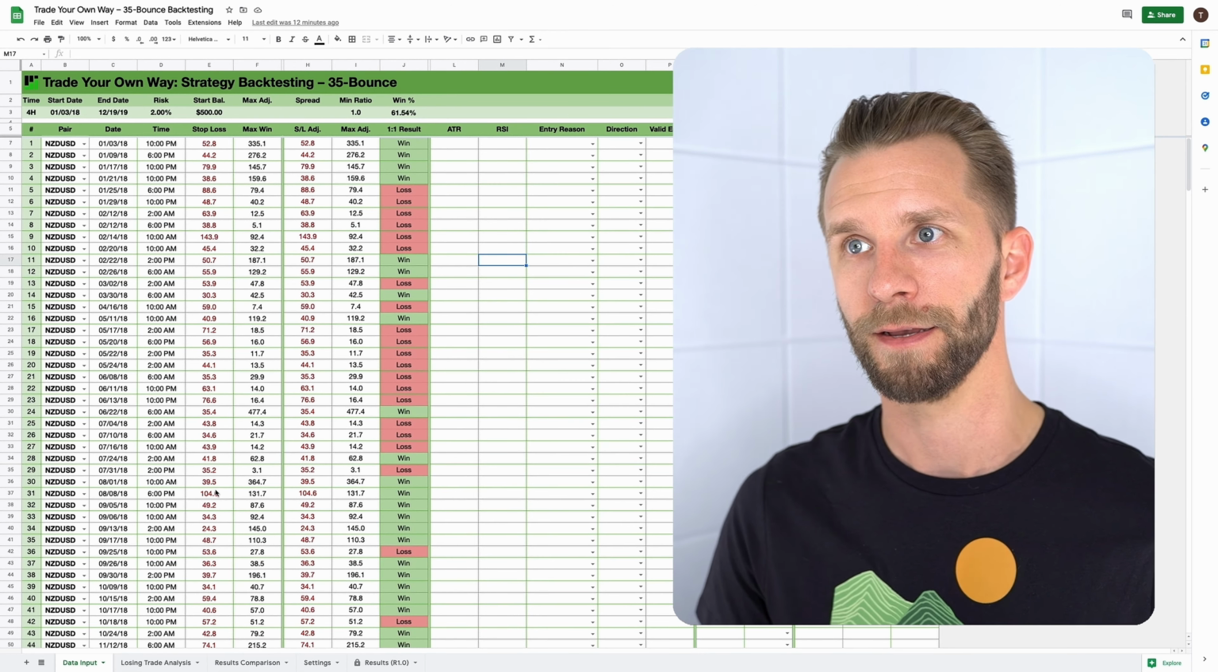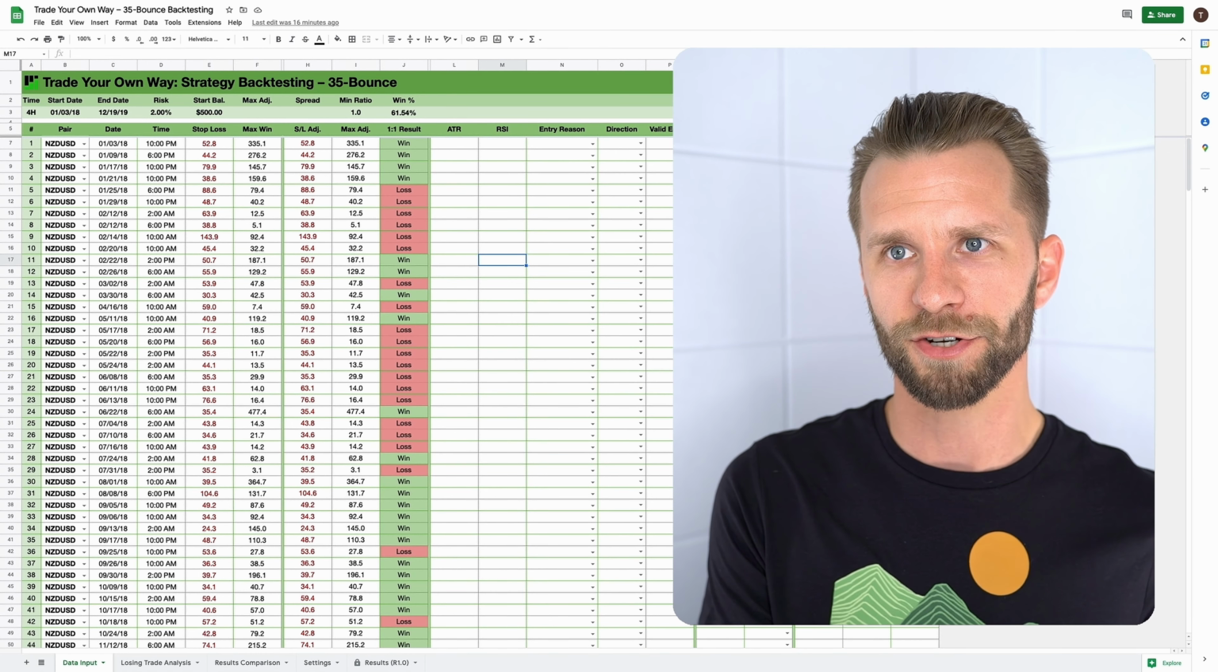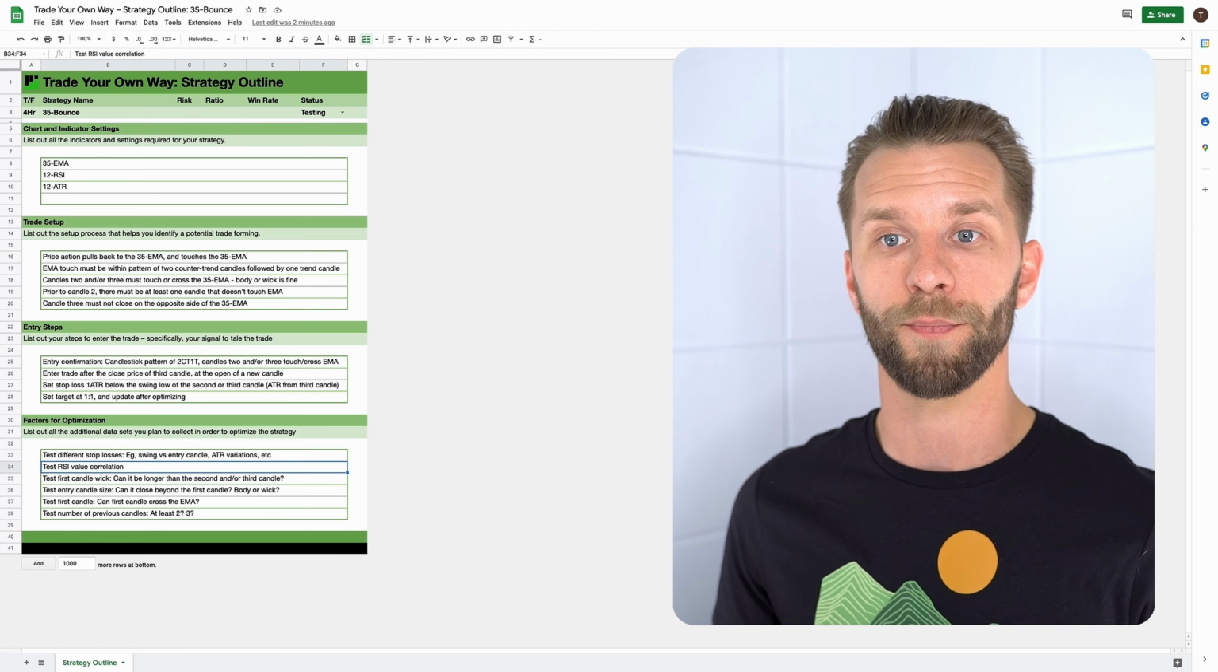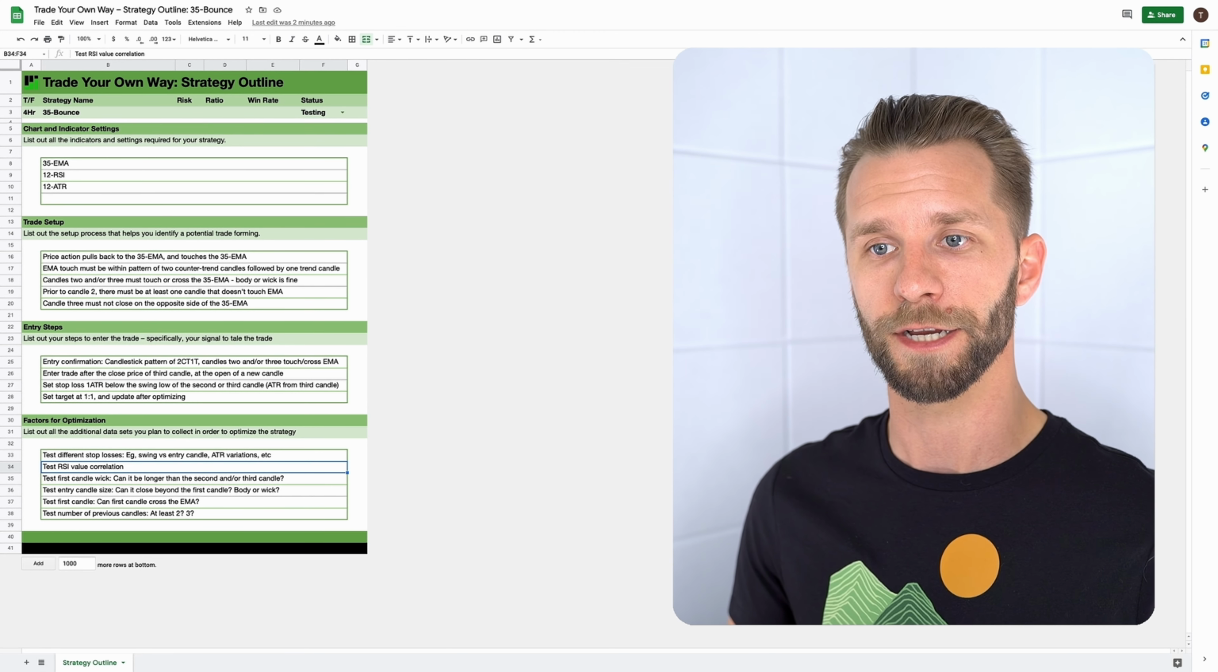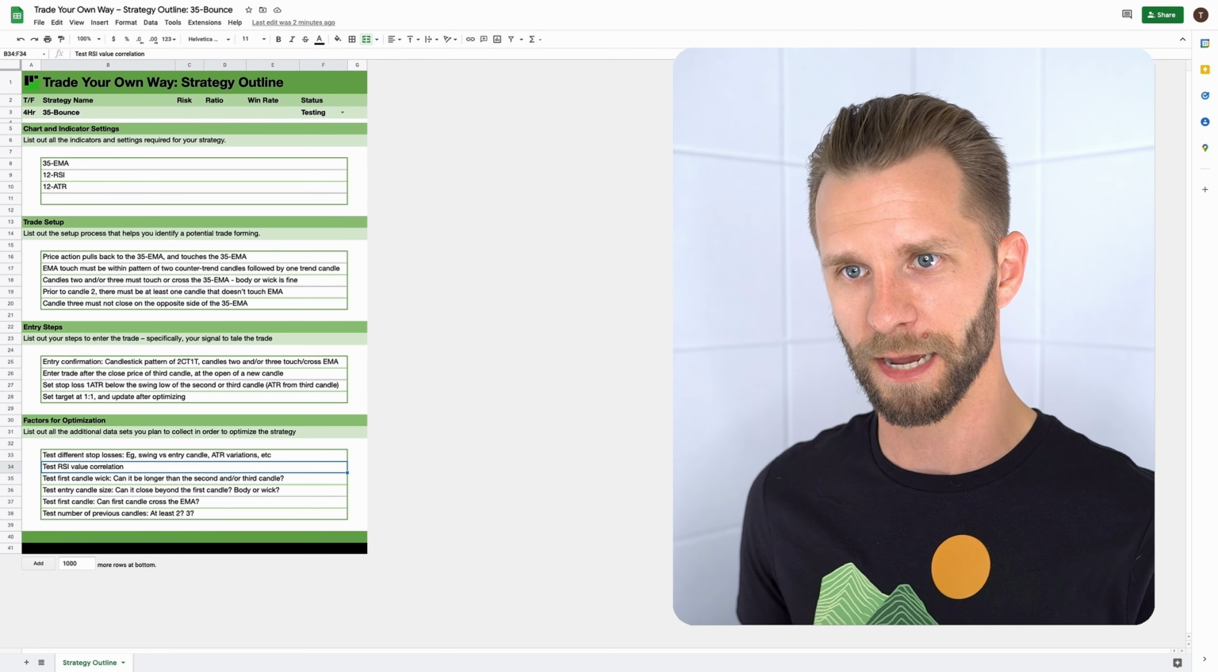of your backtesting. When optimizing any strategy, there's a few general things I start with. And they have to do with what's happening on the entry candles, what's happening with price action during the trade, and what the indicator is saying when I'm entering the trade. So if we go to our strategy outline, we can see at the bottom here under factors for optimization, there's a few things listed down.